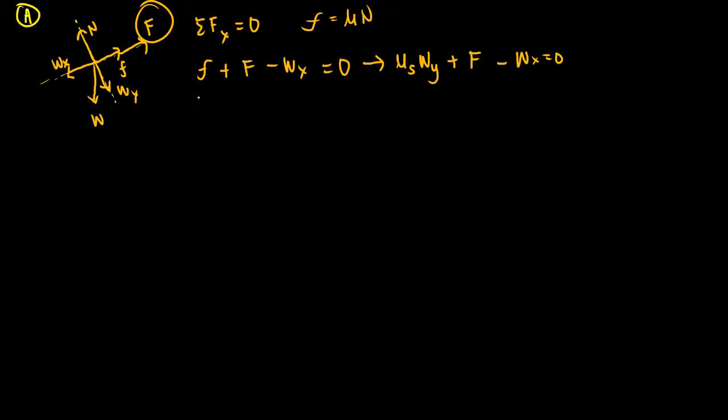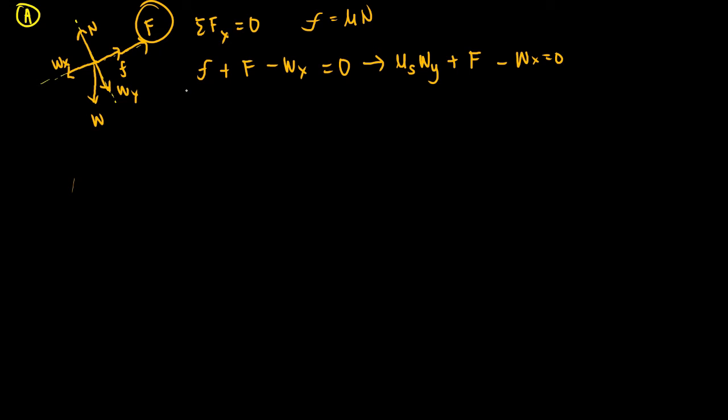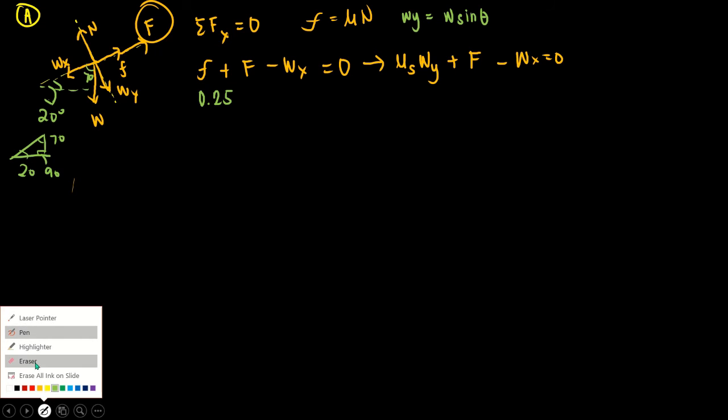Then we expand again. Our coefficient is 0.25 times Wy, which is equal to W sin theta. Earlier, we were given 20 degrees, so it is inclined at 20 degrees. Therefore, if you solve for the angle with respect to the x-axis, that must be 70. Since this is a right triangle, this is 20 degrees, so this part will be 70, and this part will be 90. So that is the angle.